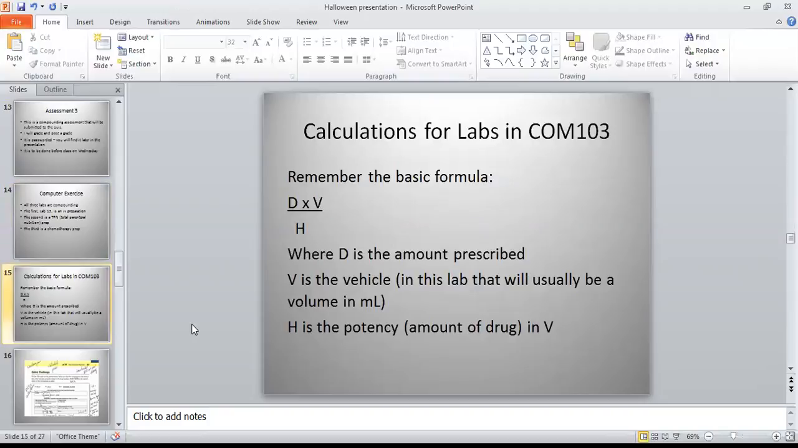I want you to go back to the basic formula, which is D times V over H, where D is the amount prescribed. It comes off the prescription, the med order, the TPN order, or the chemo order. It's all there, and it's written down. All we have to do is read it and plug it in. V is the vehicle. This is going to be probably a volume in milliliters in these labs in all cases. And H is the amount of drug in that volume. This comes off the package label, and we'll show you an example of that in a bit.